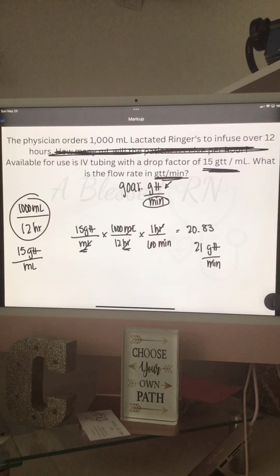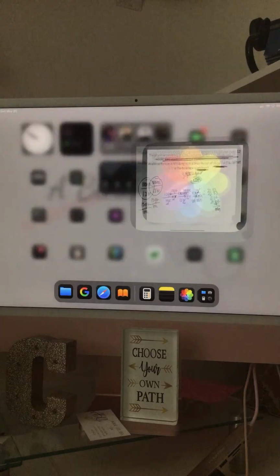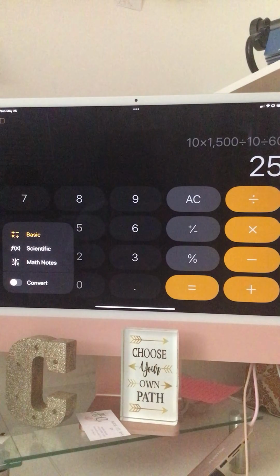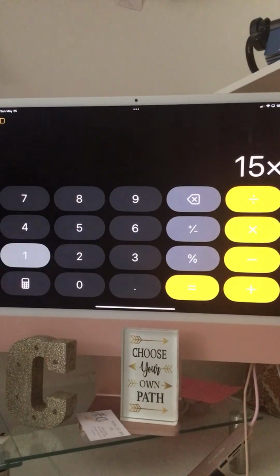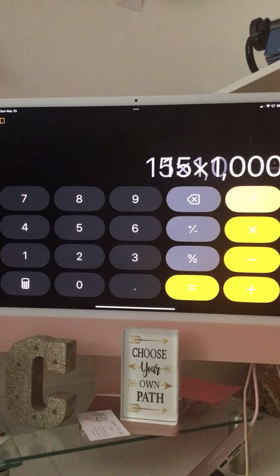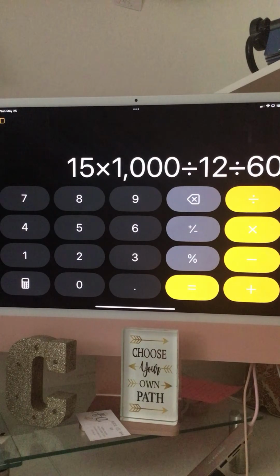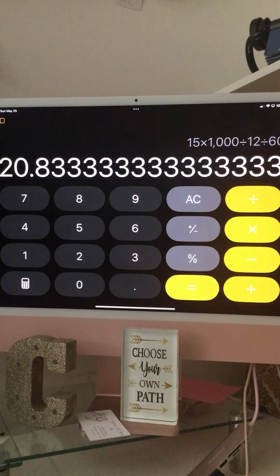Okay, so what do we have? 15 times 1,000. And then 12 and 60. So it's going to be basic. 15 times 1,000. And then we just hit divide 12, divide 60. So you see we put the numbers across the top and then we hit divide. Then we put the numbers on the bottom and we hit divide in between those. And then I hit the equal sign one time. Boom. Never left the calculator. That is the calculator trick, my friends.